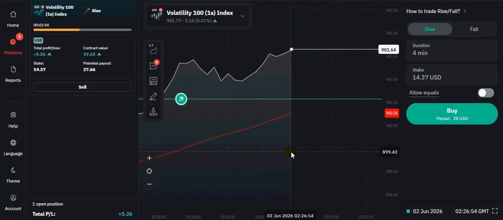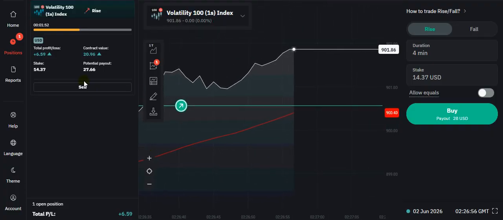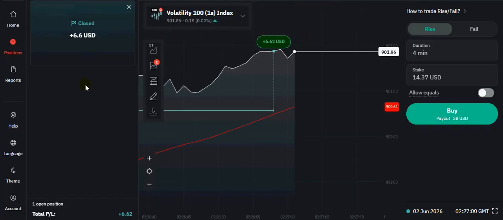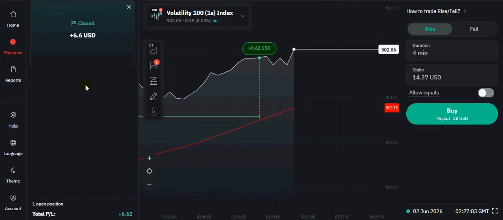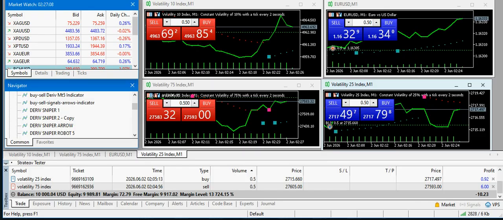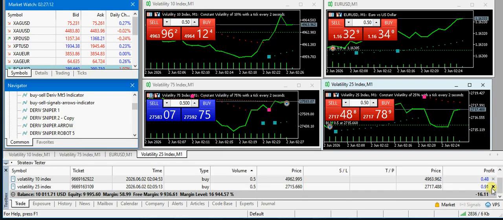So you can see we're already in profit right there. So let me just quickly sell and take that 6 point something. So I'm going to show you how this strategy works. Let's quickly go to our buy sell indicator. Let's see what's going on right here. Okay, some trades are in profit. Let me close this and wait for the other ones to hit a reasonable amount.